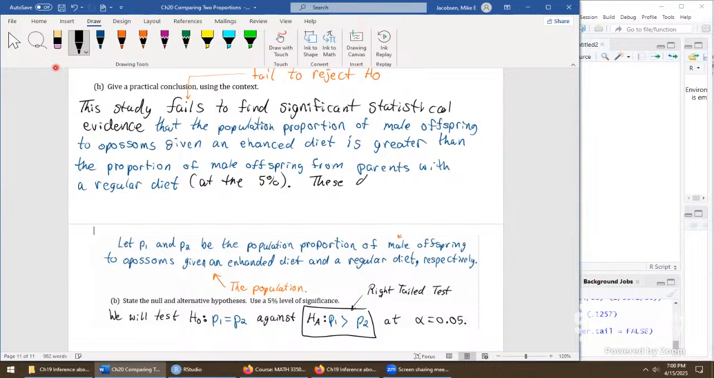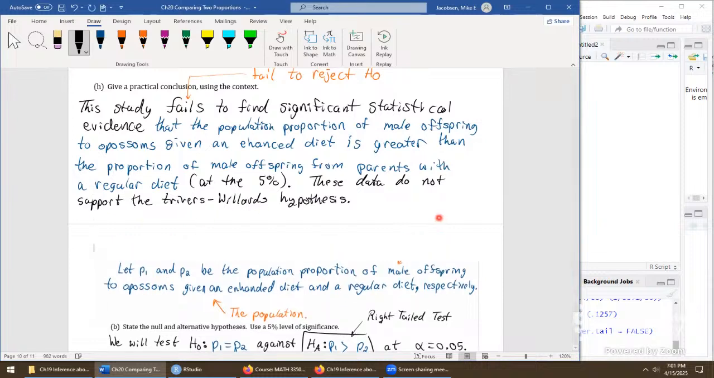These data do not support the Trivers-Willard hypothesis. Well, that's the conclusion so far. But we might want to say even more to this problem. The data themselves were messy and we had some trouble understanding randomization. So we might want to say that here as well as just an extra statement.